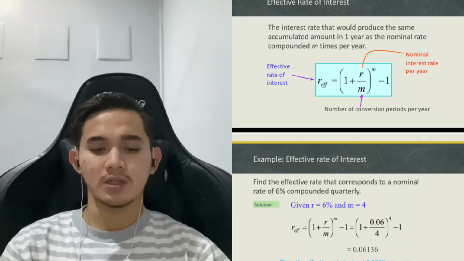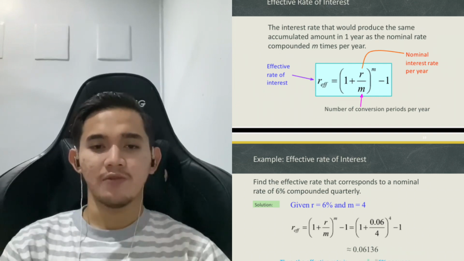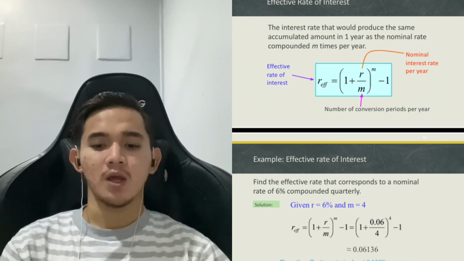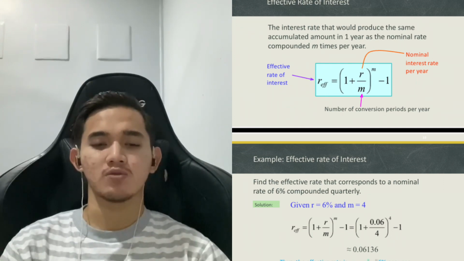There is an example of effective rate of interest. Find the effective rate that corresponds to a nominal rate of 6% compounded quarterly. The given r is 6% and m is 4. So we put those figures into the formula, which is (1 plus 0.06 divided by 4) to the power of 4, minus 1. So we get 0.006136.